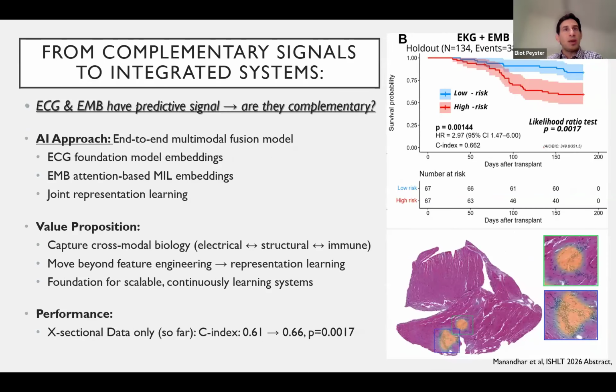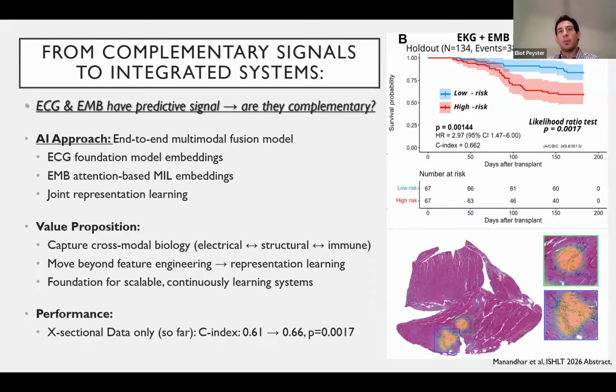This leads to a natural question. If ECG provides a low-cost signal and biopsies provide high-resolution detail, are these modalities redundant or are they complementary? We recently tested this using an end-to-end multimodal fusion model, combining ECG and biopsy embeddings in a single feature representation space. From a performance standpoint, we see a modest but significant improvement in C-index and model fit when we added the ECG data to the biopsy data, proving once again that different data sources capture non-overlapping predictive information. But I would argue that the more important take-home point here is the AI approach we use to do this.